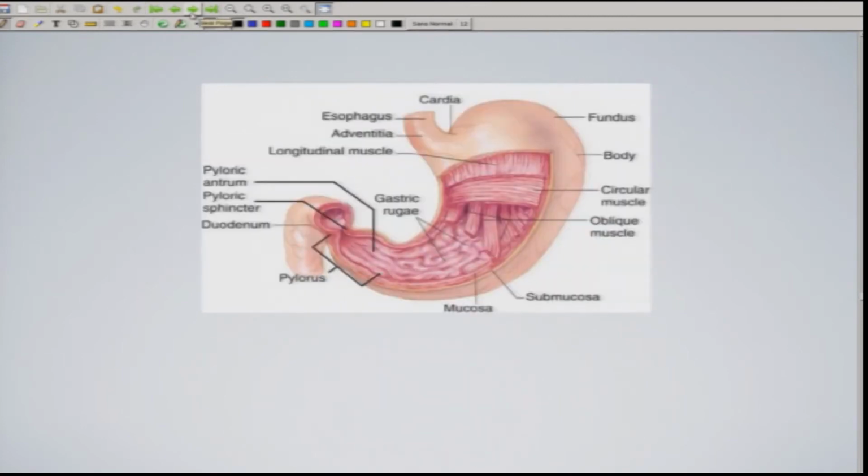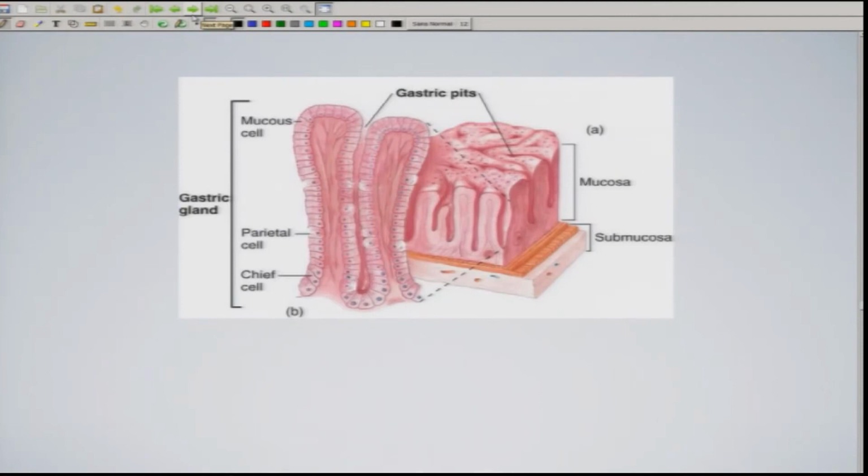Now this is your stomach, which is a very acidic zone as I told you, and it has a series of circular muscles, oblique muscles, and a mucosal layer and submucosal layer. These are the gastric rugae, where the hydrochloric acid reactions are taking place. Now this is how the gastric pits look. This is where the HCl is being made instantaneously.